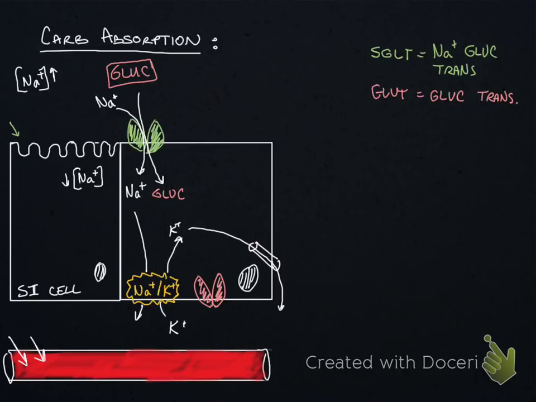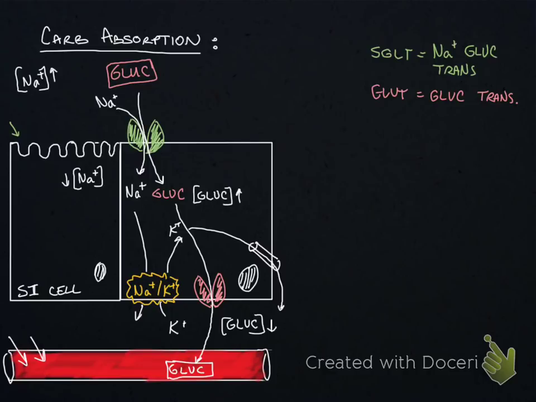It takes the glucose that is in the cell and it moves it down its concentration gradient, because glucose now is in higher concentrations inside of the cell than outside of the cell, allowing it to move down its concentration gradient. And now we have glucose in the blood, which is what we wanted to do in the first place. So that is glucose or carbohydrate absorption.